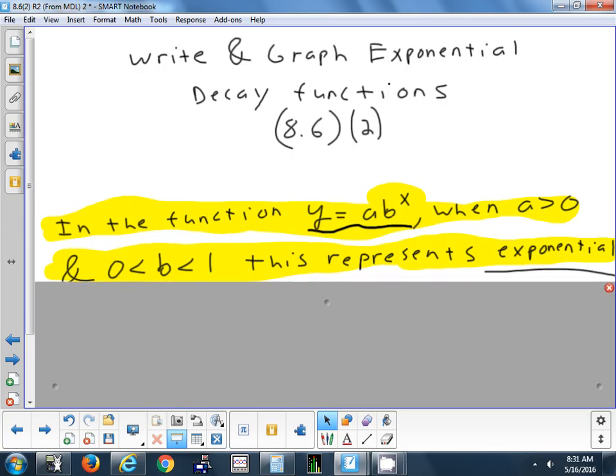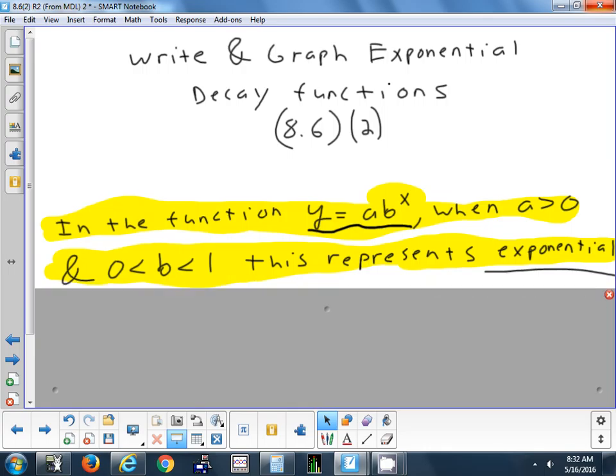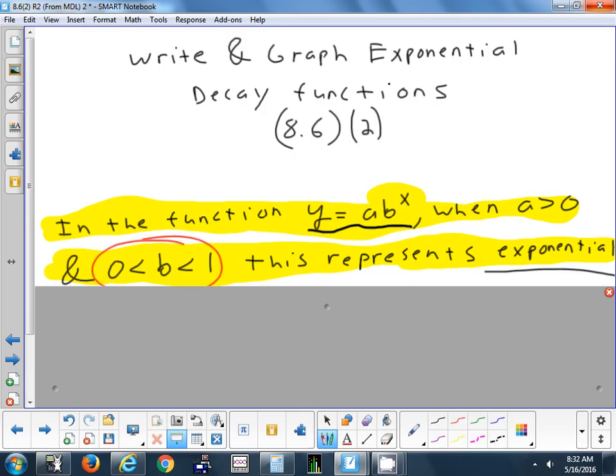What's going to end up happening here is that a still has to be greater than 0, exactly the same as last week. But b is going to be a little different. It says y equals a b to the x, and a is greater than 0. And notice what it says about b: b is bigger than 0, but less than 1. This is the whole thing that's going to make it decay. Now we're going to have fractions for b, not numbers bigger than 1.